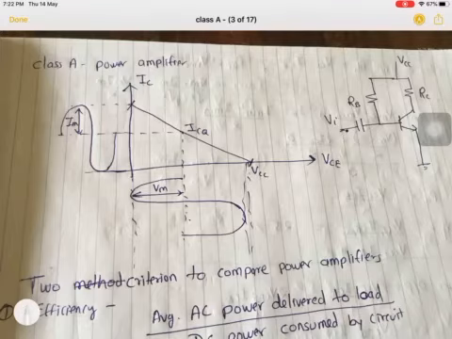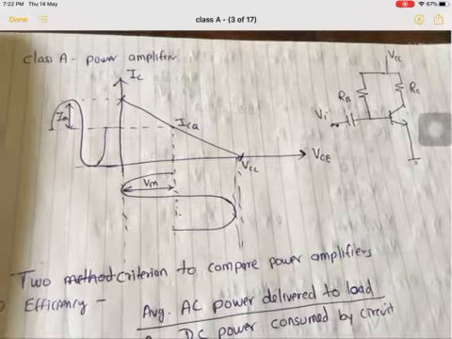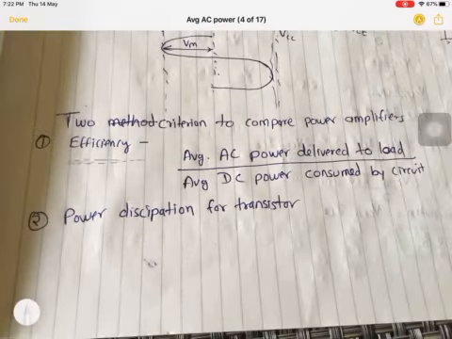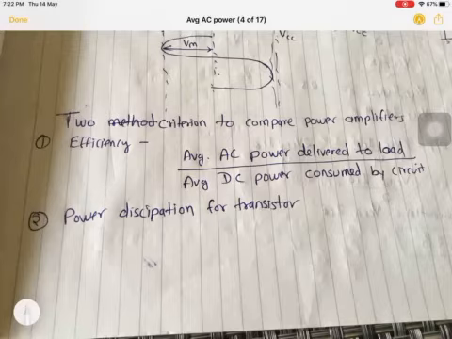Now, how do we compare different types of power amplifier? There are two criteria. The first one is efficiency. How do we calculate efficiency? Average AC power delivered to the load divided by average DC power consumed by the circuit. Means at the end, finally, how much AC power the circuit is able to deliver to the load, divided by the total DC power consumed by the circuit.